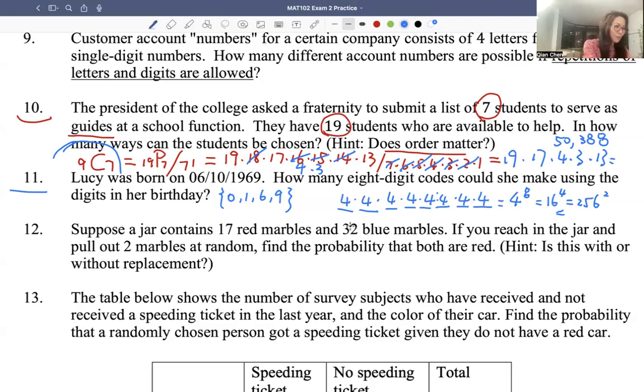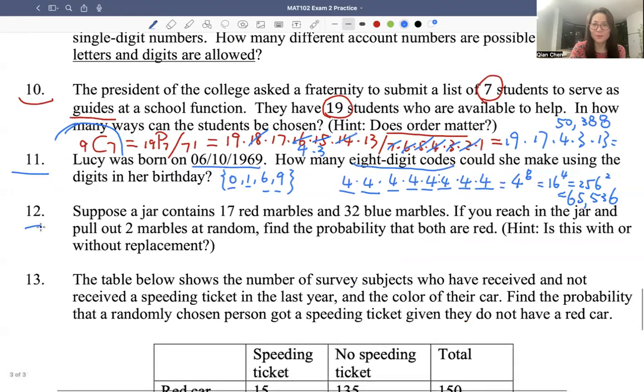256 squared. 256 times 256. So we get 65,536. Right? Because there's no condition on this. Okay, so for each one of these 8-digit code, we have 4 choices out of those 4. And those 4 are the digits from Lucy's birthday. Okay, let's see 12.